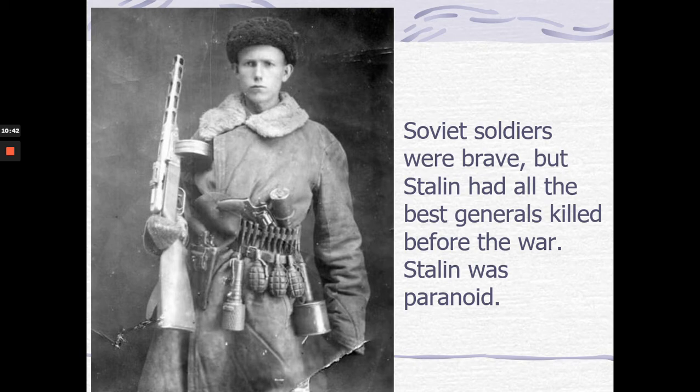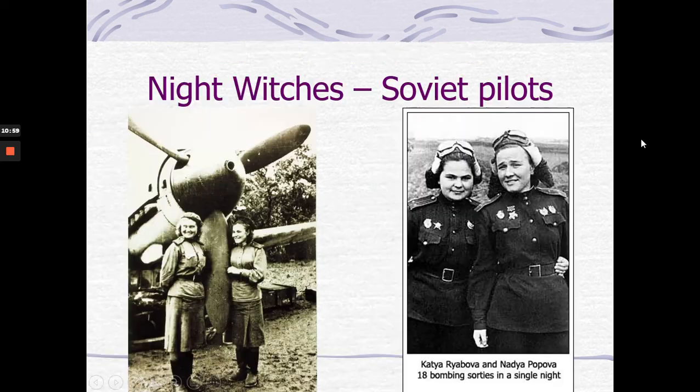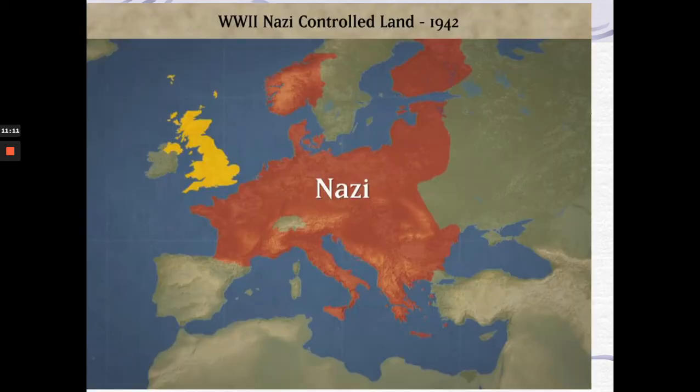Okay. The idea that the Soviet soldier was unarmed and stuff, that's kind of exaggerated. Most of them weren't armed as well as this one, though. But anyway. And women, one thing that the Soviets were willing to do was use their women. This woman had 300 confirmed kills as a sniper. They had entire platoons of women snipers. Okay, and these women were pilots in the Soviet Union, and they would fly at night, and that's where they got their name, night witches.